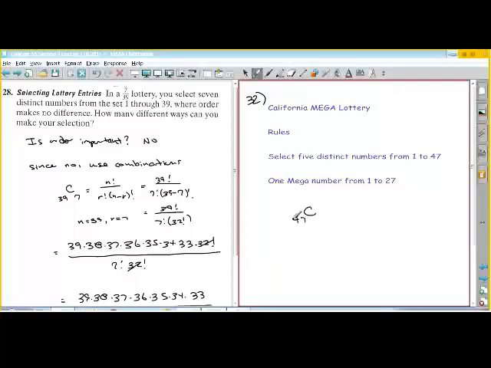So what you would do to get the answer here is you would take 47 things, taken 5 at a time. That would give you the first part. And then you'd multiply by 27 taken 1 at a time, which is always just 27. Anything you take so many 1 at a time, it's just the number itself, the first number. And then the second one is going to be 47 factorial divided by 5 factorial times 47 minus 5 factorial.